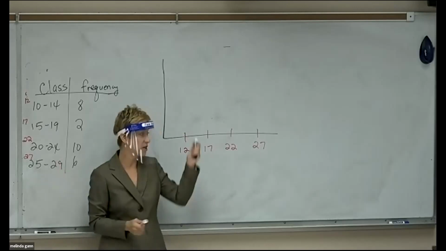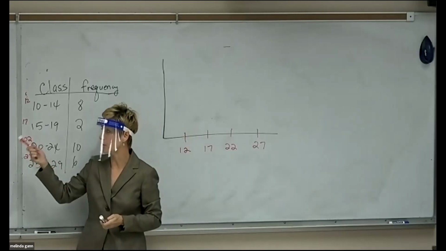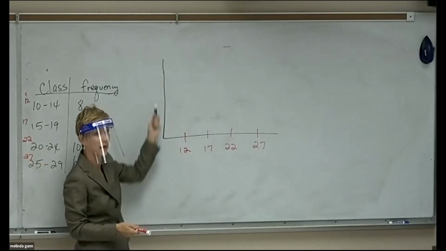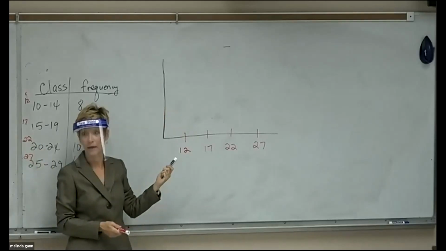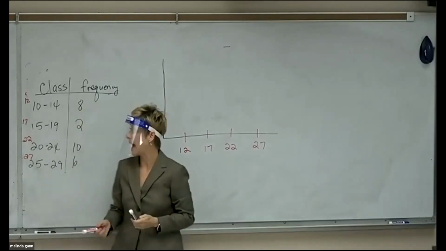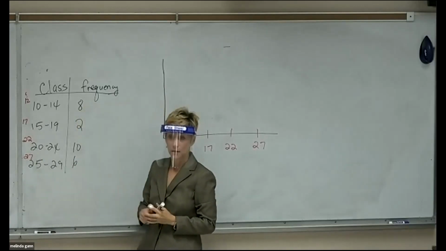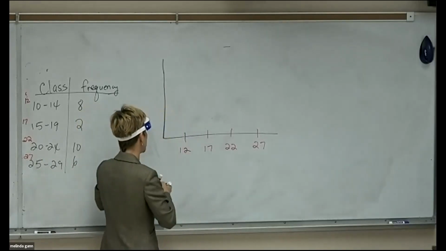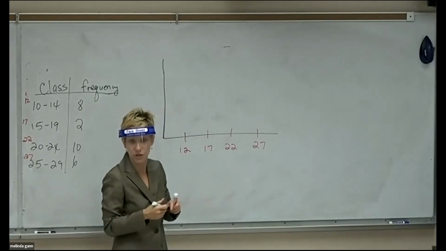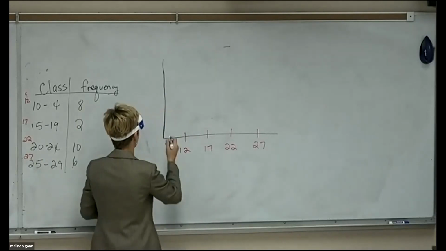So that's what step 2 means. Now step 3 is the same as it was before. What goes on the vertical scale? The frequencies, right? And again, I've got to go at least to my highest, which was what? 10. Now again, if you want to go up by 2s or 1s, it doesn't matter. Just show me. Okay?